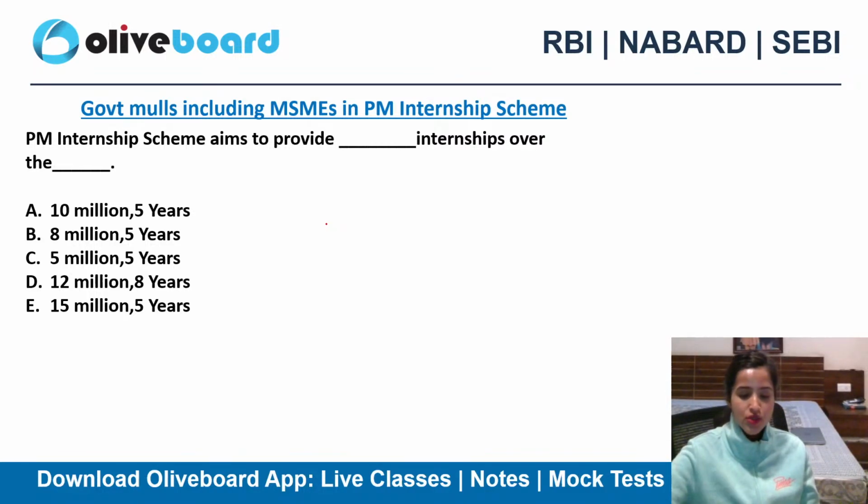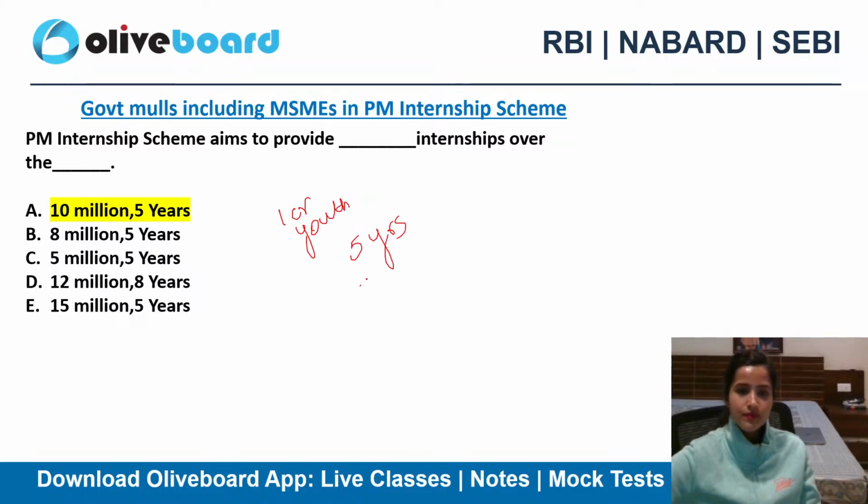So the answer to this question is 10 million, 5 years. I explained 1 crore youth in 5 years. So 10 million, 5 years is the correct answer.